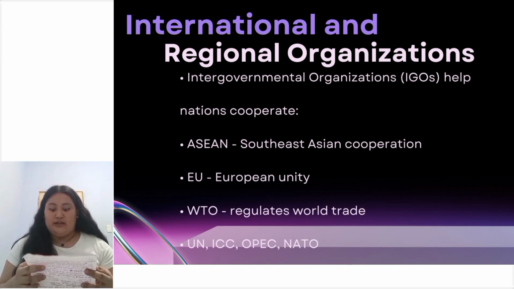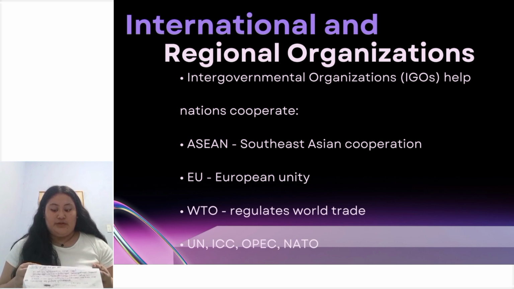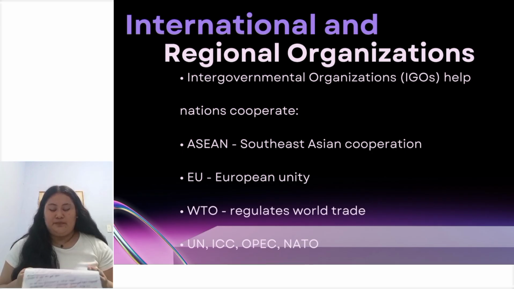And this is here example of IGOs and their focuses. First is ASEAN, or the Association of Southeast Asian Nations. So ang ASEAN, regional cooperation na nag-promote sa mga political, economic, and security cooperation among its 10 member countries in Southeast Asia, which is Indonesia, Malaysia, the Philippines, Singapore, Thailand, Brunei Darussalam, Vietnam, Laos, Myanmar, and Cambodia.